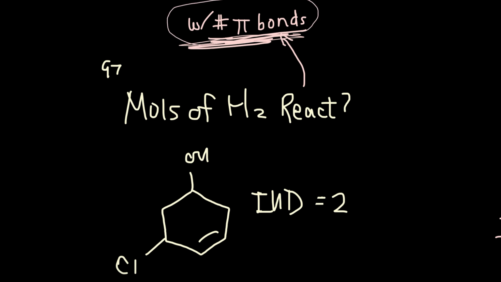That means even if your IHD is 2, there won't be 2 moles of hydrogen reacting with it, because remember, when you're adding hydrogenation, it's going to turn the unsaturated alkyne or alkene into the saturated alkane. But in this case, there's only 1 alkene. So there's only going to be 1 mole of hydrogen that will react with this molecule. It cannot react with the IHD based on a ring because there's no way it can break the ring just by adding hydrogens.